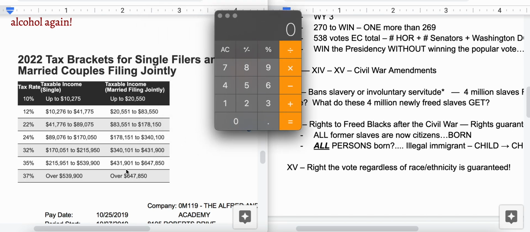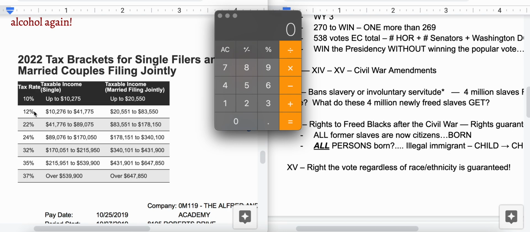And if you're married, same thing. If you're married and your husband and your wife, or your husband and your husband, or your wife and your wife make $82,000 a year, times 0.12. That means you have to give up money. It's not good. I don't like it.